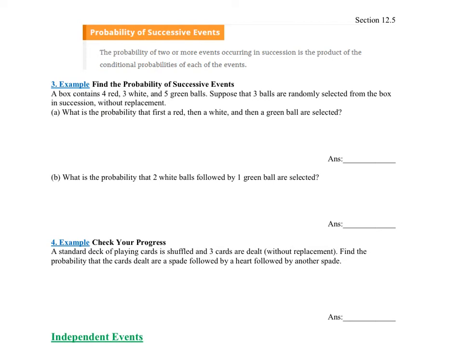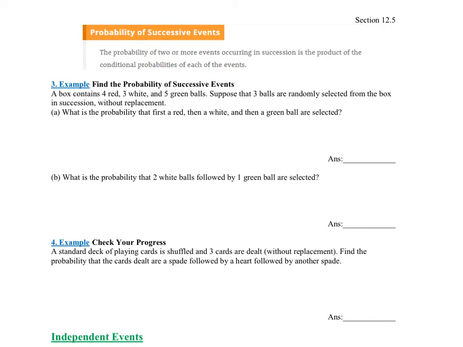So the probability of successive events builds off of the fundamental counting principle, which just says multiply the probability of each event happening, even if they're conditional probabilities. Let's read example 3 now. Example 3 says find the probability of successive events.